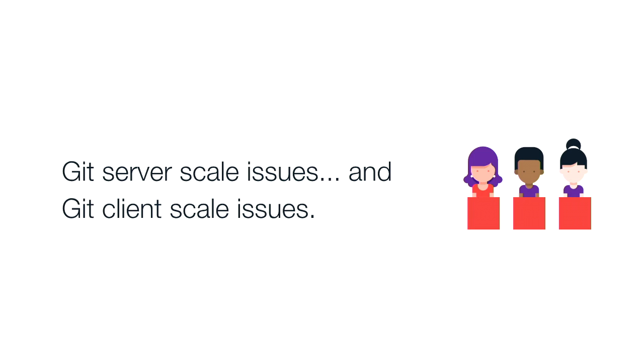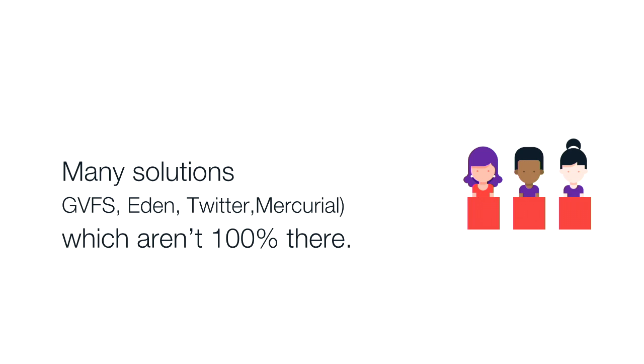So just for example, we took all of our code, and with the refs and packs, of course, and put it in one Git repo locally. And simple operations like Git status and Git stash took many, many minutes. I don't want to even tell you, but much more than 10 minutes. So nothing currently solves Git client, right? But you might have heard that GVFS and Eden and Twitter have a solution for Git, right? And Mercurial also solves this problem at scale.